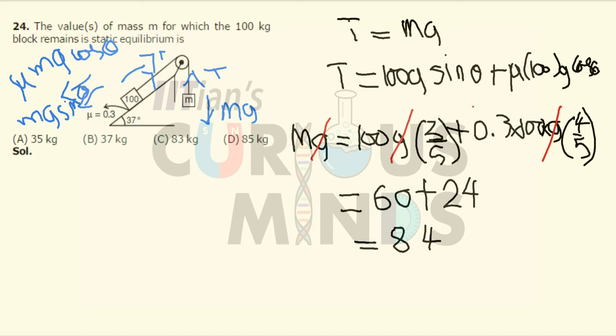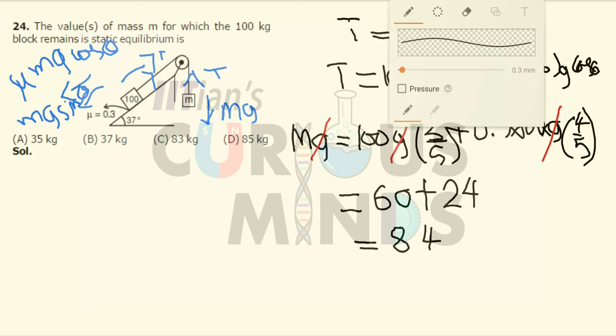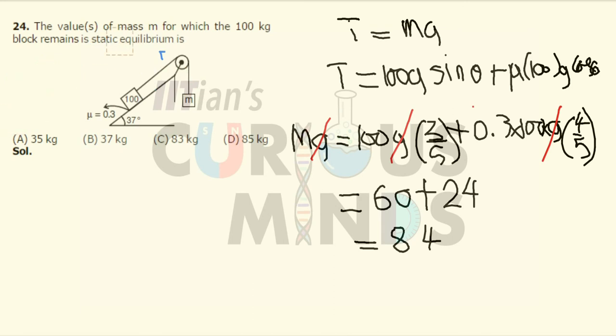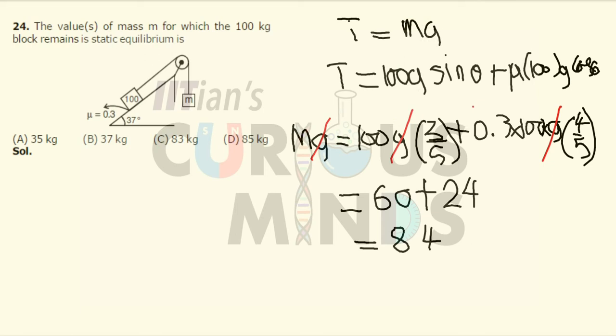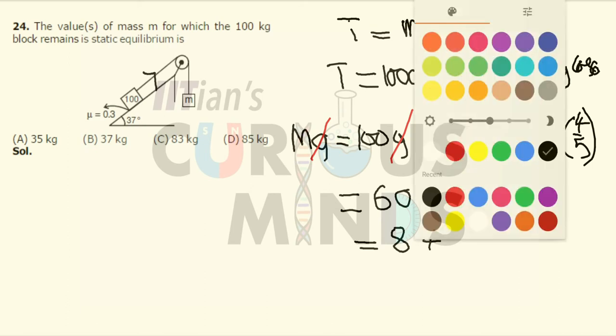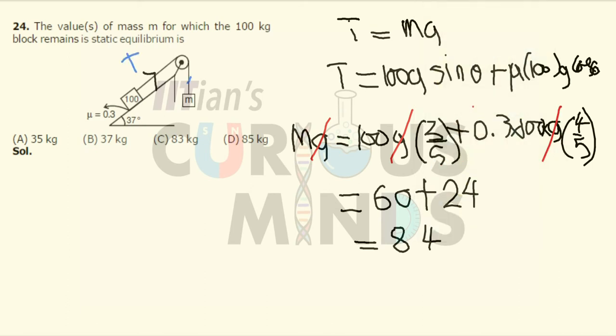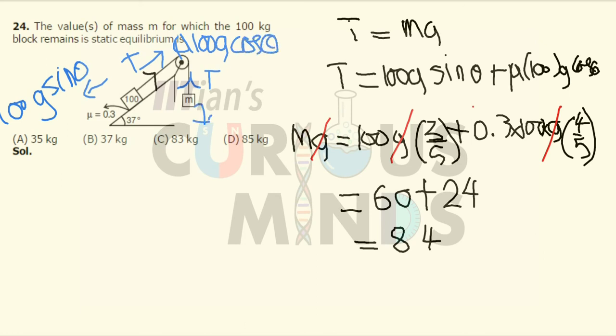Now for the lower limit, let us find out the value. For the lower limit, the same tension force will act in this direction, but now the 100 kg block has a tendency to slide downwards due to 100 g sin theta in the downward direction. So the friction force will act in the upward direction, that is mu 100 g cos theta will act in the upward direction. And there is mg in the downward direction.